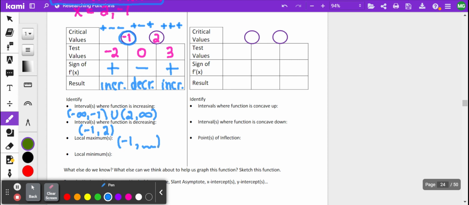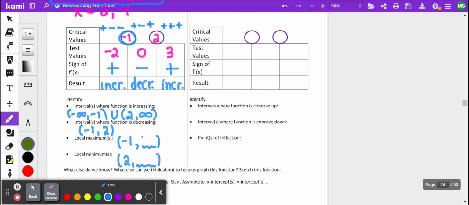And we would have a local minimum. Look what's happening here. It will be decreasing and then increasing once it gets to the x value of 2. So decreasing turns into increasing. That would mean we'll have a local minimum at 2 something. And so now we would just have to calculate f of -1 and f of 2.